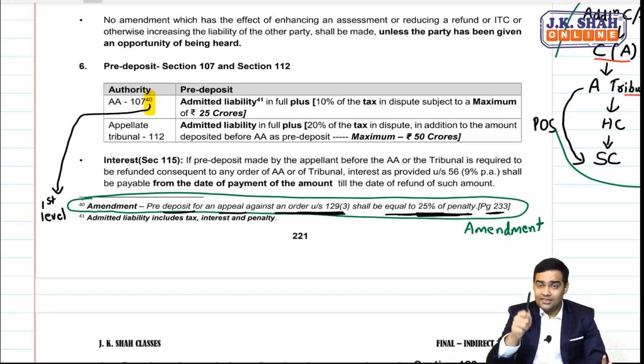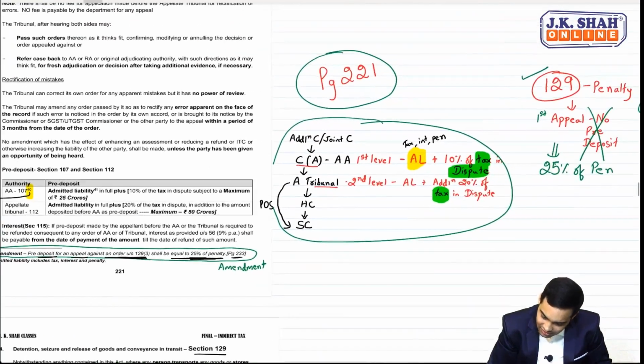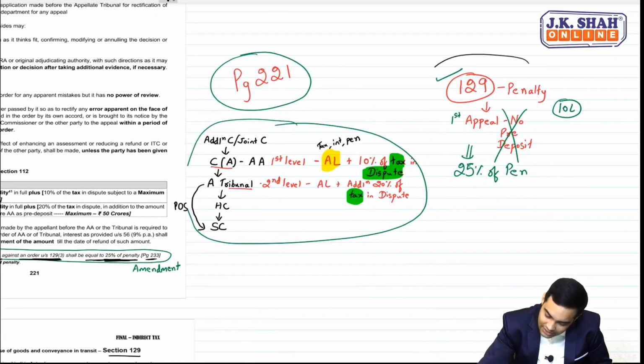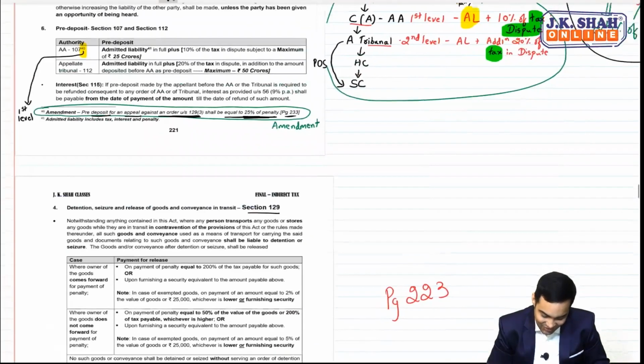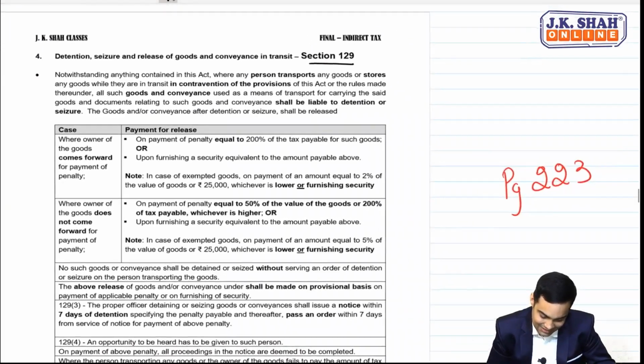Sir, is this 25% of penalty required in any other penalties of 122, 123, 124, 125? The answer is no. For all other cases, 25% will not apply. Only for 129 penalty, because there the disputed matter is only penalty. Clear? Okay. I'll give you an example on this based on this provision.